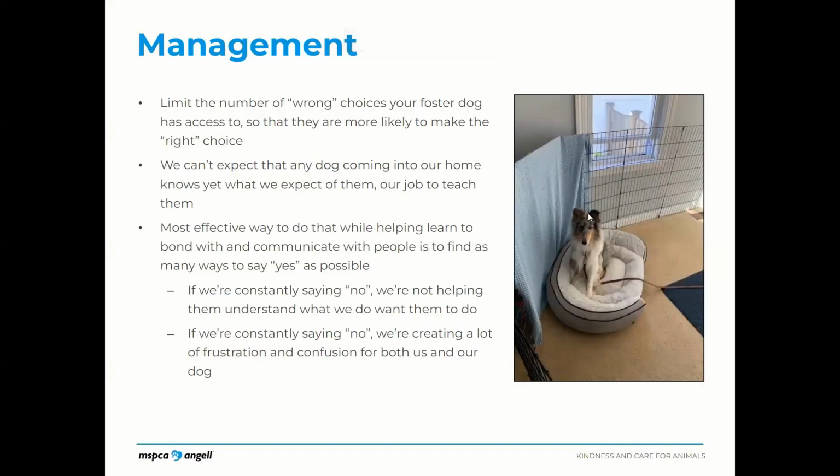On this slide, we're going to talk about management. What we mean by management is much of what we discussed in Module 1: arranging the dog's environment to ensure that the dog is the most likely to exhibit the behavior that we're looking for, and to limit the number of wrong choices or opportunities the dog has to practice undesirable behavior as is possible. When we do that, we also, by default, are setting the dog up to be more likely to make the right choice or exhibit the more desirable behavior that we're looking to reinforce.